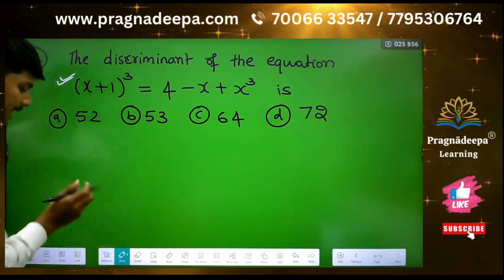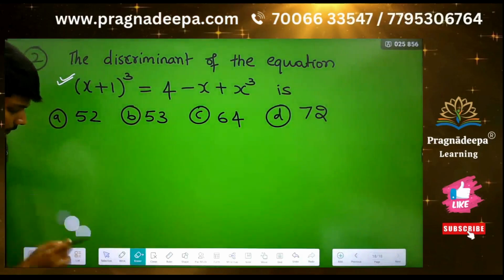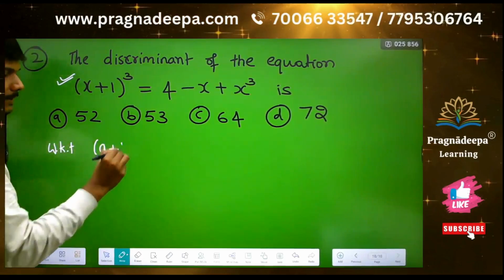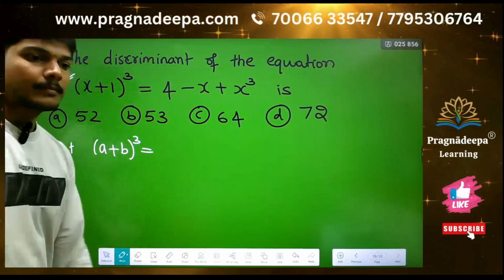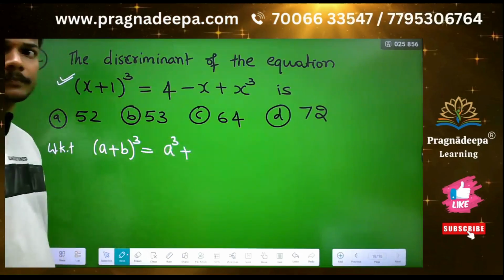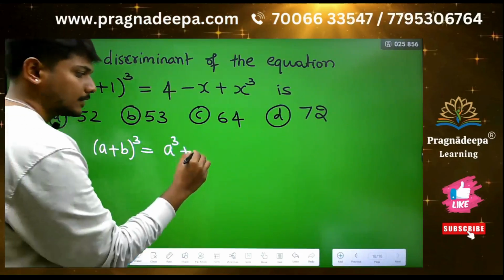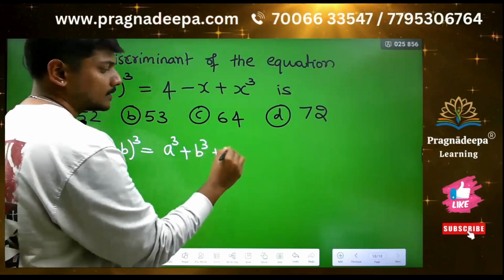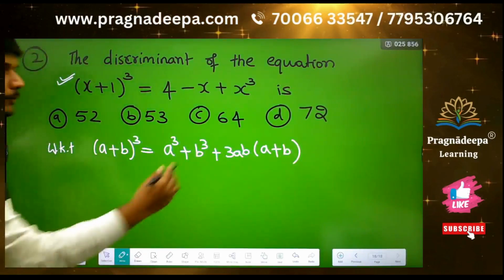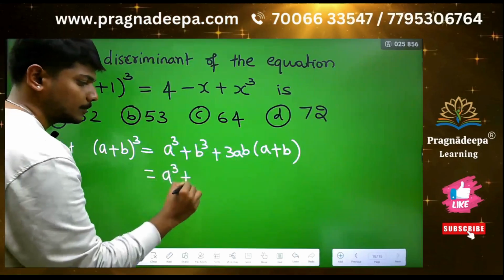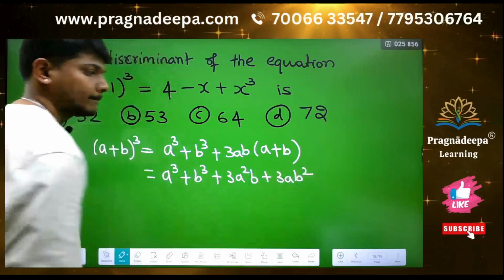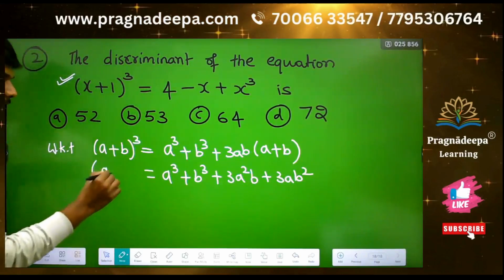Okay, so observe here you have x plus 1 whole cube. That means you need to remember this identity, a plus b whole cube. a plus b whole cube will be equal to a cube plus b cube plus 3ab into a plus b, right? ಇದನ್ನ ಈ ತರ ಕೂಡ ಬರ್ಕೋಬಹುದು: a cube plus b cube plus 3a square b plus 3ab square, right? So this is the a plus b whole cube identity.